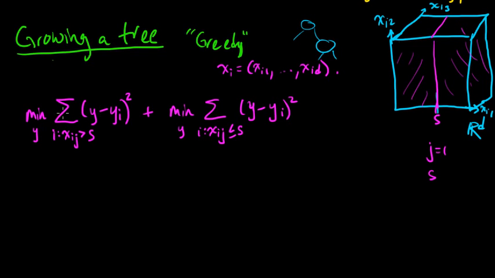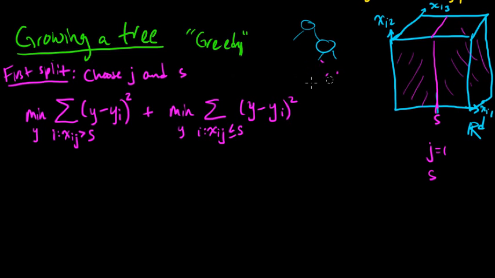And so for the first split, we will choose j and s to minimize this quantity.